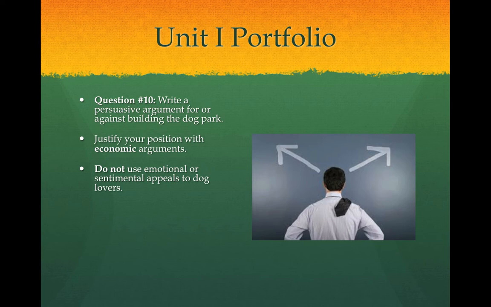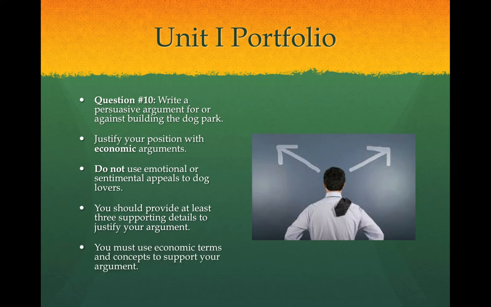Okay, economics is not about fairness. It's not about sentimentality. It is about the proper allocation of resources and benefiting the people in the transaction. And the dogs, once again, are not part of the transaction, although their owners may be. You should provide at least 3 supporting details to justify your argument, all factual and all based on economics. And you must use economic terms and concepts to support your argument. If something is a benefit, you need to list it as a benefit. If something's an opportunity cost, you need to explain that.